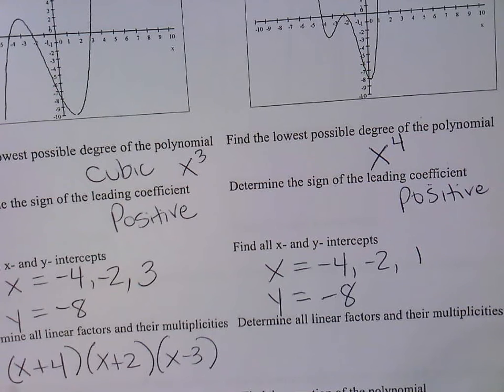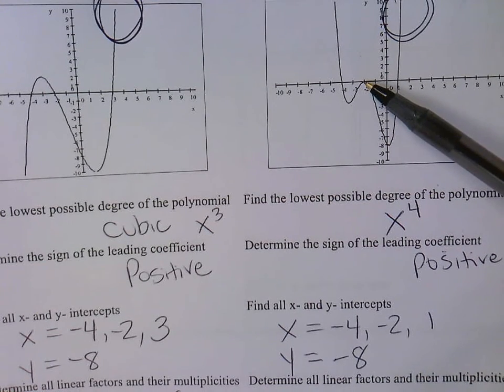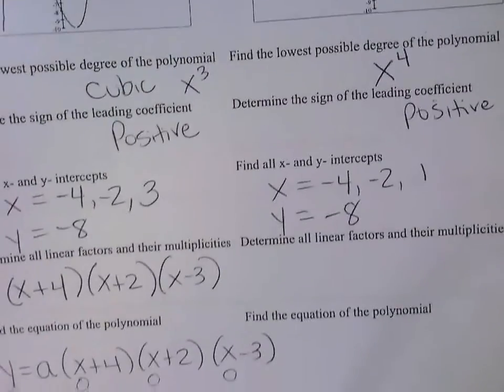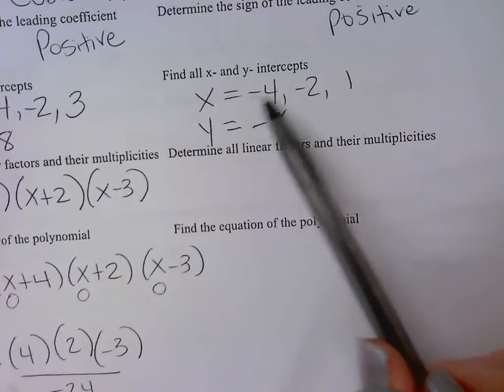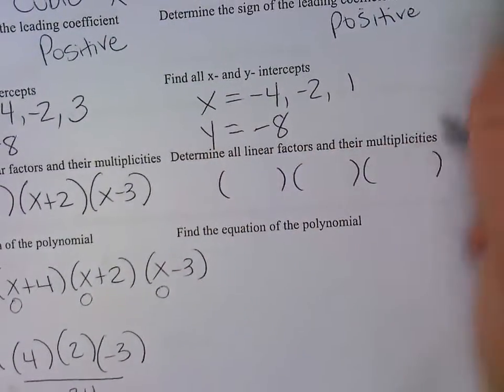All right, so then it says determine all linear factors and their multiplicity. What's the multiplicity in this graph that's a little bit different than the first one? It bounces. At which factor? Or at which x-intercept? At negative 2, we've got a bouncing off. So when we write our factors, we've got to take that into consideration. All right, I have 3 x-intercepts, so I'm going to have 3 factors that I'm going to write down right now. Right, 3 x-intercepts, 3 factors.